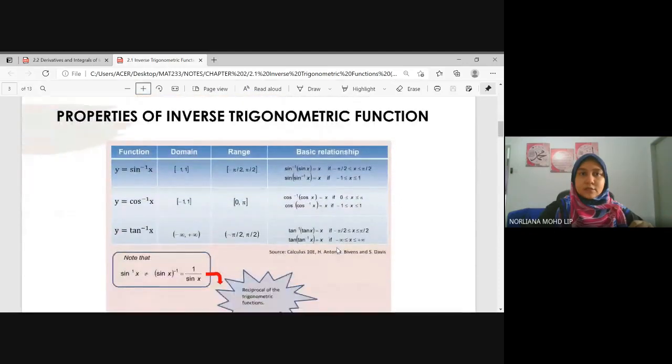Okay, these are the properties of inverse trigonometric functions for sine inverse, cos inverse, and tangent inverse. I've mentioned the domain and range on the previous slide. We restrict the domain and range based on this.